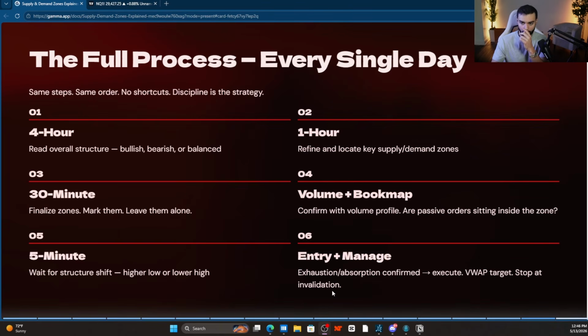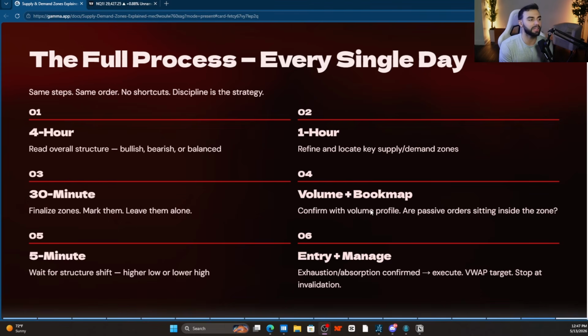Now, the full process, every single day, follow this. Number 1, 4-hour, read overall structure, right? Bullish, bearish, or balance. Number 2 is the 1 hour where you start looking for your key supply and demand zones. Number 3 is the 30-minute time frame where you finalize those zones. Number 4 is volume and Bookmap. Confirm with the volume profile. Are passive orders sitting in the zone or not? Number 5 is wait on that 5-minute structure shift, the higher high or that lower high.